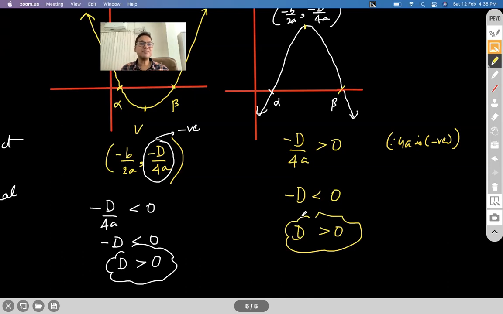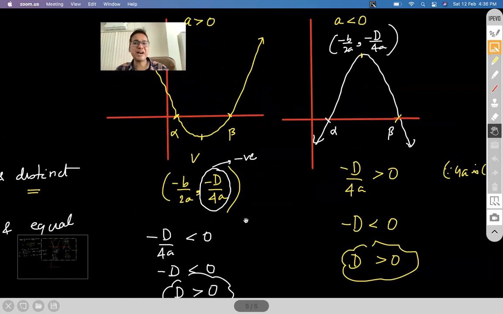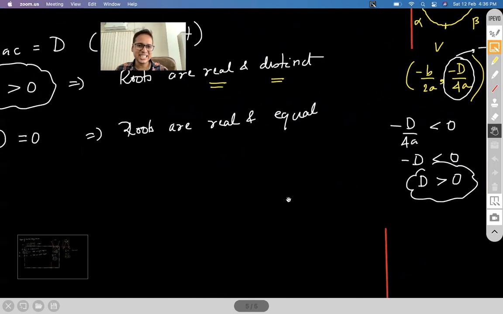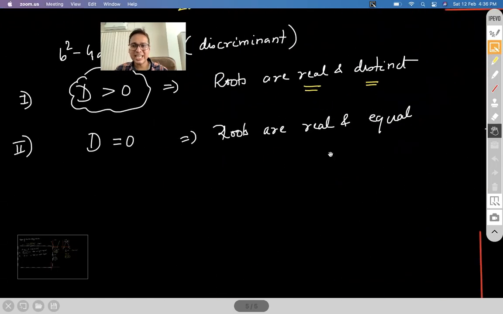Okay. So it doesn't matter. It actually doesn't matter whether your a is positive or negative. Your discriminant should be greater than 0 to get real and distinct roots, irrespective of the sign of a. Okay. So this d greater than 0 is a condition which is going to be universally valid for both the situations.